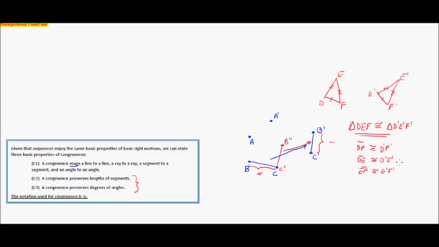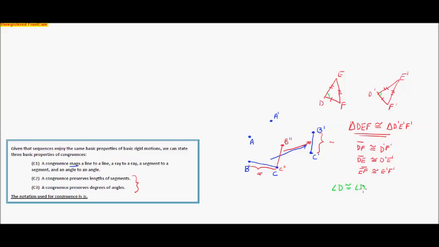Okay, so it tells me that the lengths of the segments are preserved, right? They're congruent, and also the degree angles are congruent. So I could go over here to my example, and I could put little arcs. Let me change colors there. All right, this arc matches up with this arc. So that would tell me that angle D is congruent to angle D prime.